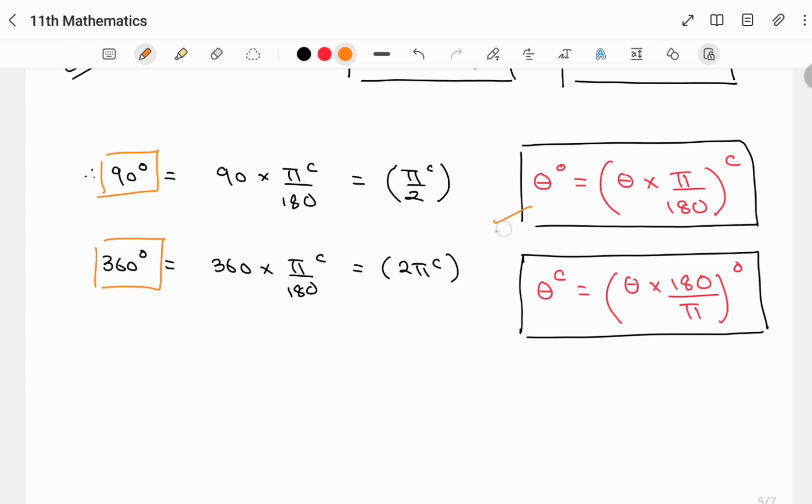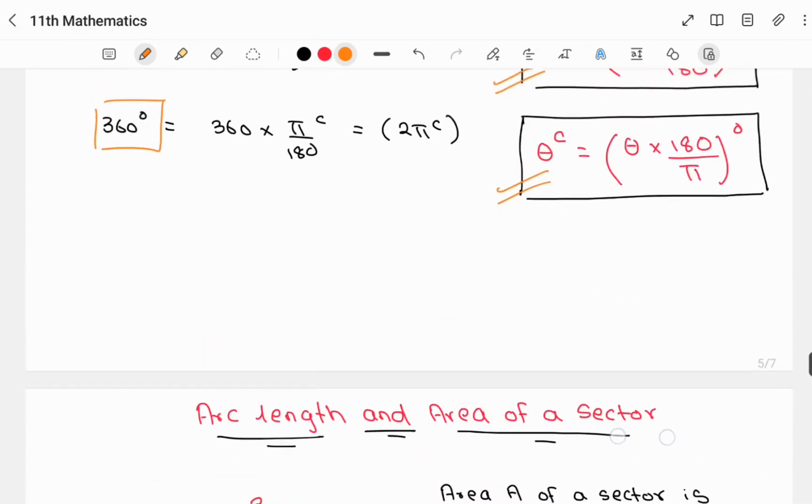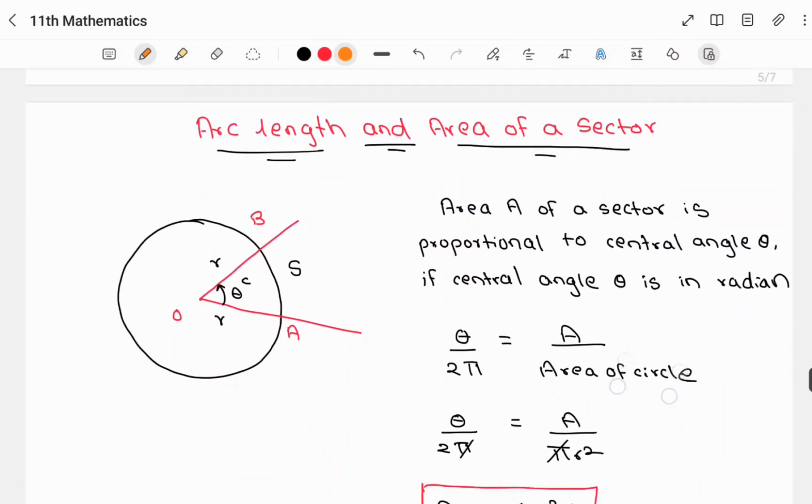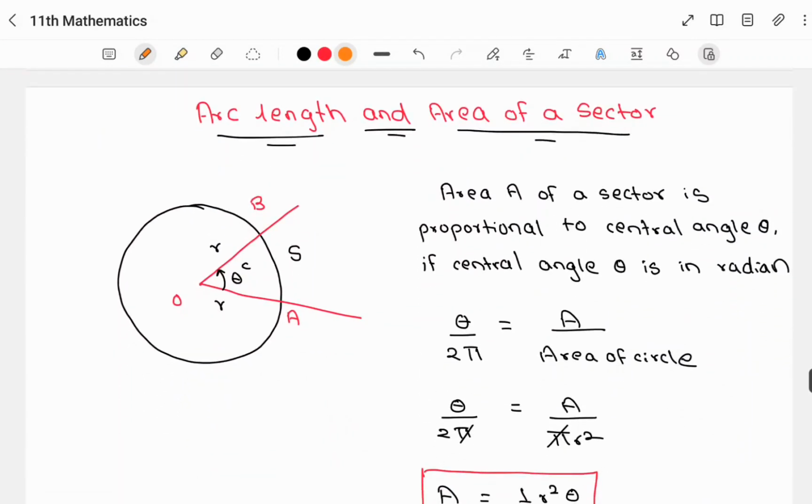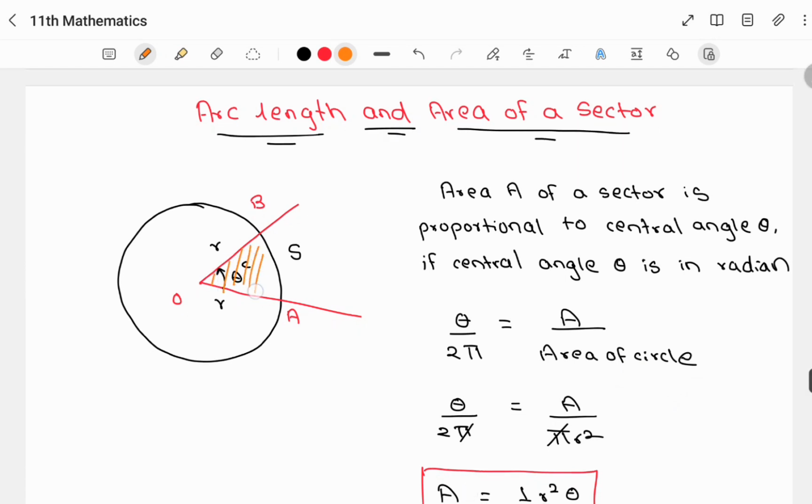So over here on the right hand side, I have the general formula for conversion from degree to radian and radian to degree. So if we have theta degrees, then in radian it becomes theta into pi by 180 radians, and if we have theta radians, in degrees it becomes theta into 180 by pi. Okay, so these are the important formulas that you need to remember for degree to radian conversion and radian to degree conversion. Okay, fine. Now, arc length and area of a sector. Okay, so this is the sector as I discussed earlier.